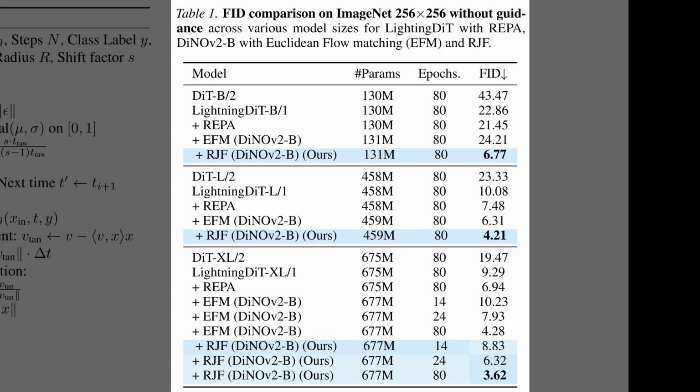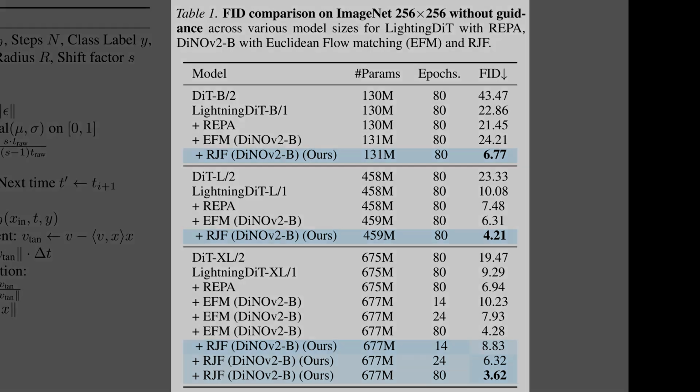Alright, following up on that geometric proof, Table 1 details the actual generation performance on ImageNet. The results for the smallest model in the top section are particularly striking. While standard Euclidean flow matching, labeled EFM, effectively breaks down with a poor score of roughly 24, the proposed RJF method drops this to 6.77. This confirms that even compact models can work well if they respect the manifold geometry. Moving to the extra-large models at the bottom, RJF continues to lead, achieving the best overall FID of 3.62.